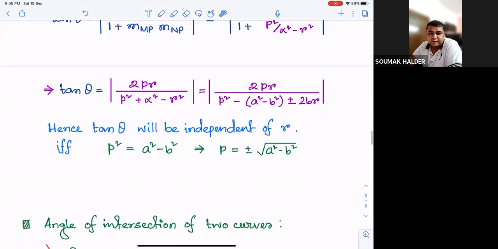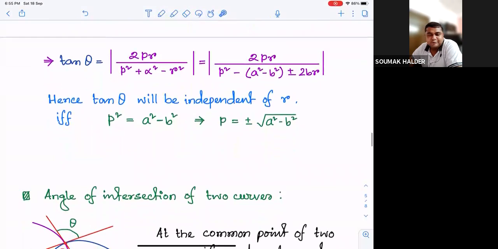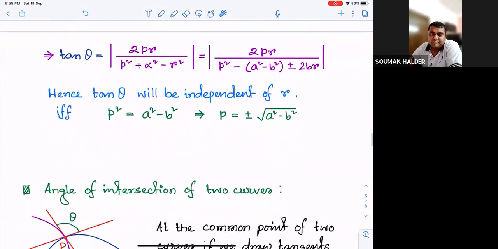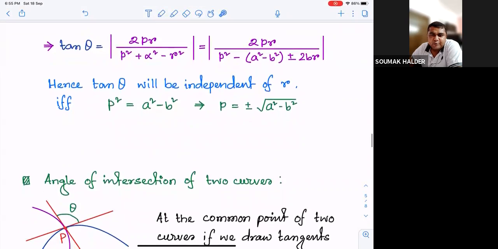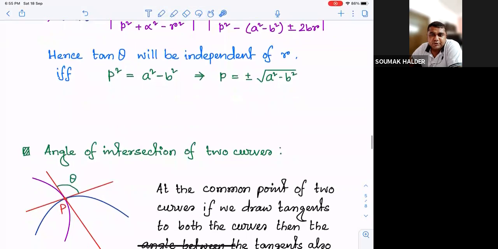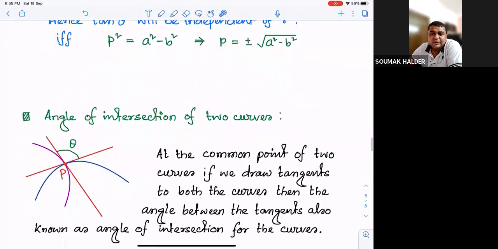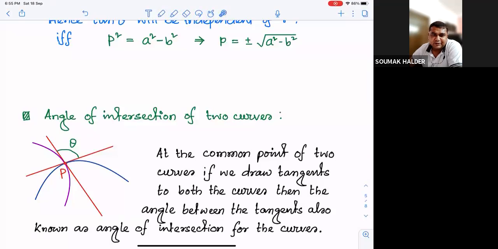Angle of intersection of two curves. We know that an angle means something which will have two linear arms with a common vertex. Then only we can think of an angle. So what is the angle of intersection of two curves? At the common point of two curves, if we draw tangents to both the curves, then the angle between the tangents is also known as the angle of intersection for the curves.